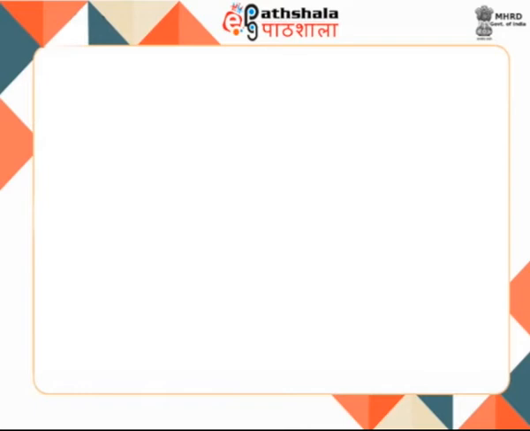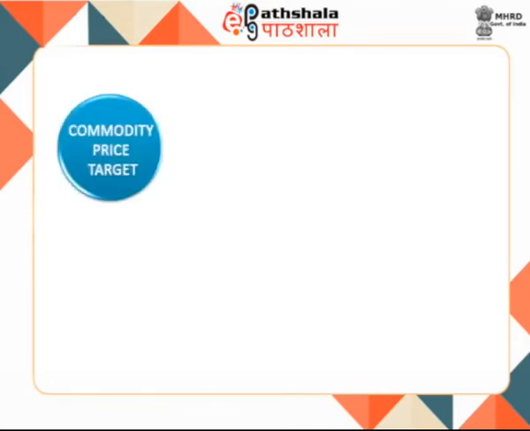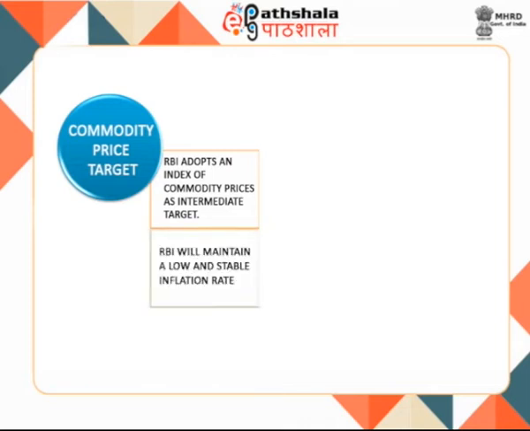Now we will discuss two suggested intermediate targets that the RBI has not tried. These are a commodity price target. Some proposals call for the RBI to adopt an index of commodity prices as its intermediate target. The idea is that by targeting a price index of some kind, the RBI will better maintain a low and stable inflation rate. If the RBI adopted a commodity price target, it would use the instruments under its control to adjust the money supply to offset deviations of the commodity price from target.